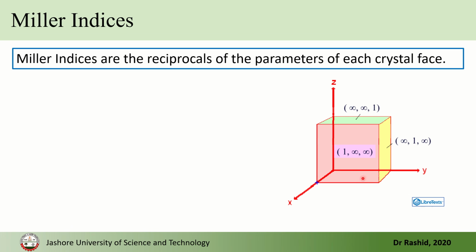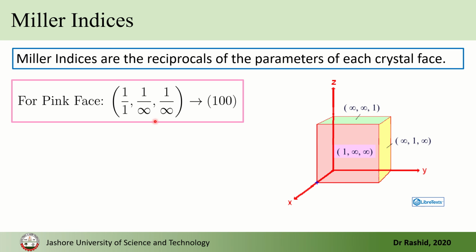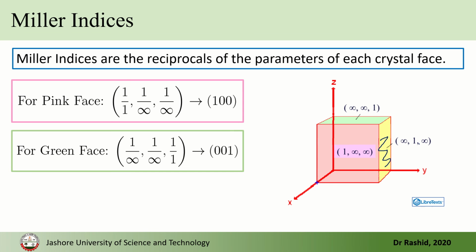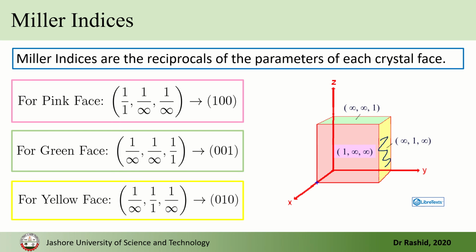So, if we want to represent this plane with the Miller indices, we take the reciprocal of them, and this is simple, 1, 0, 0. Similarly, if we take this one, then this is intersecting at 1 in the y direction, and it doesn't intersect the x direction and z direction. That is, the intersecting points are infinity, 1, infinity, so it becomes 0, 1, 0. Then for this plane, the intercepts are infinity, infinity, 1, so this becomes 0, 0, 1.